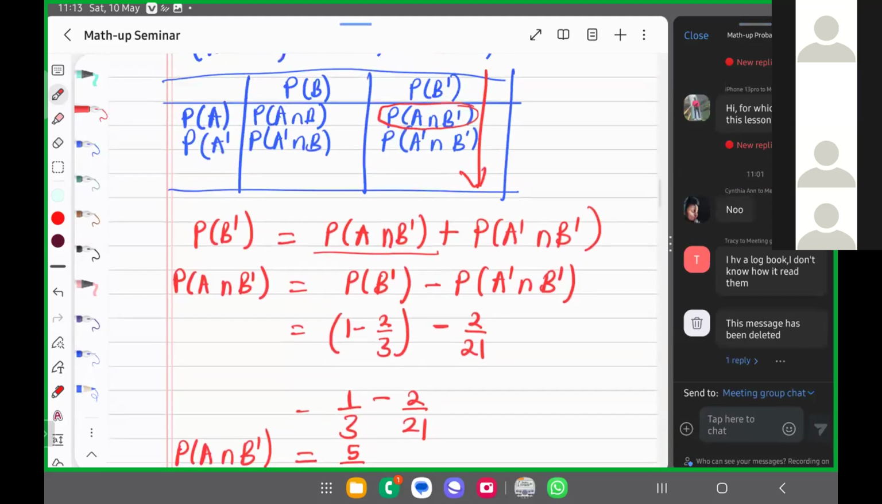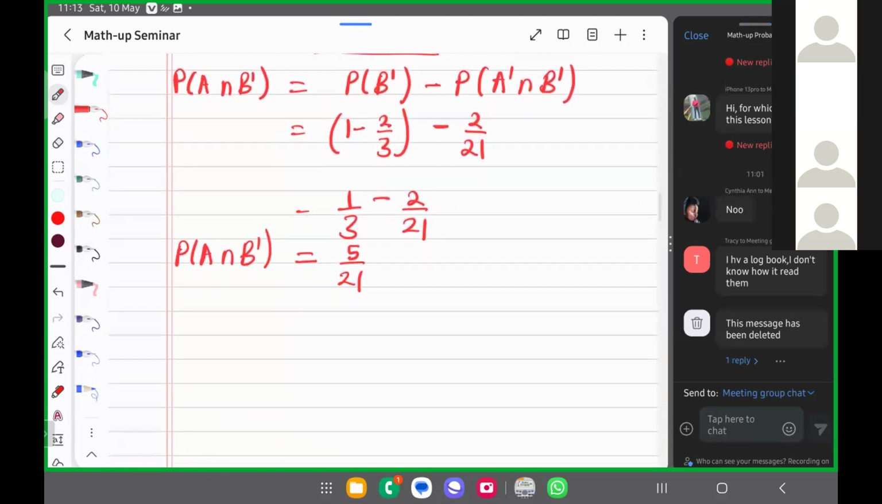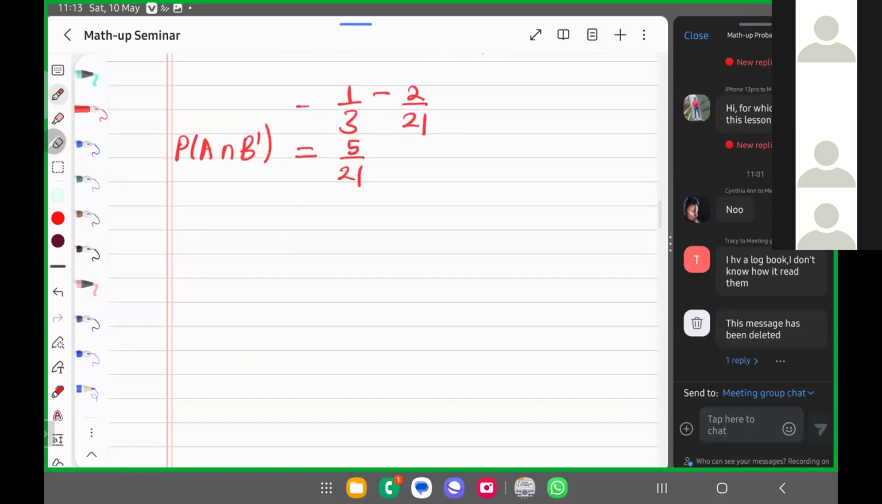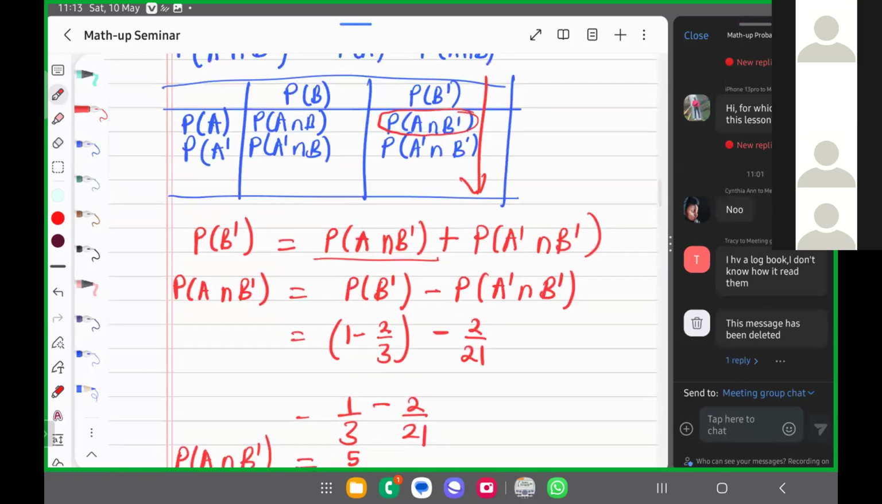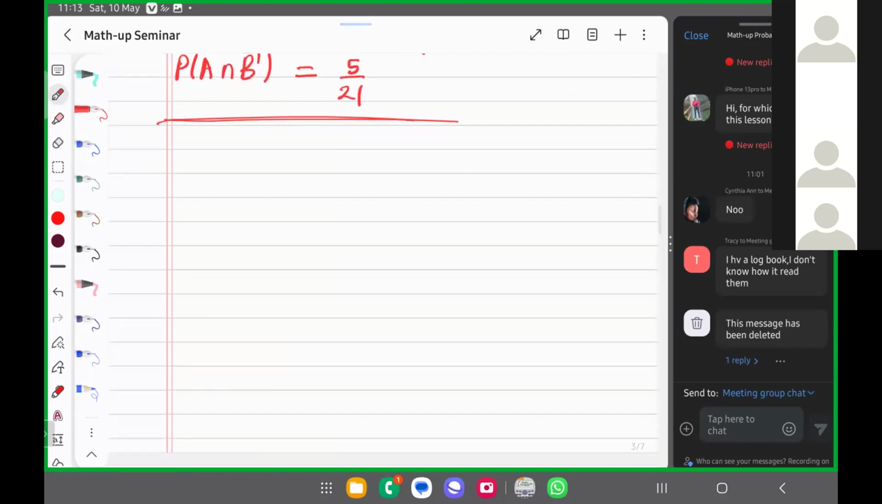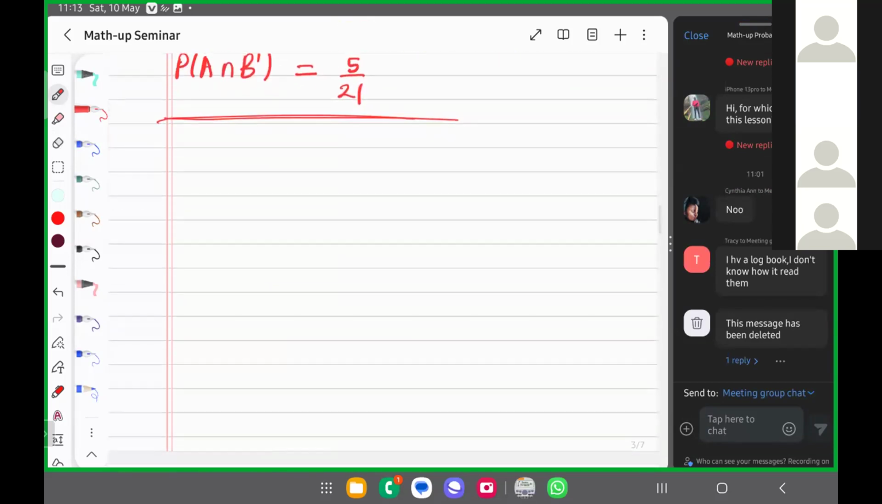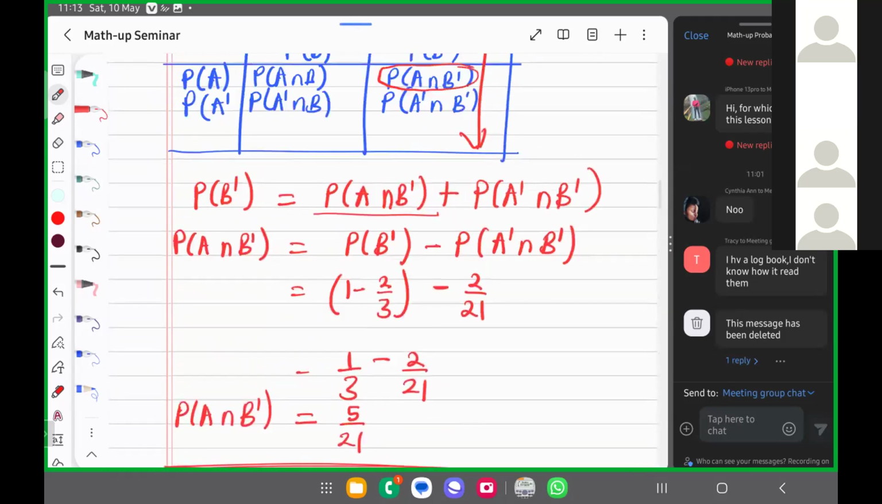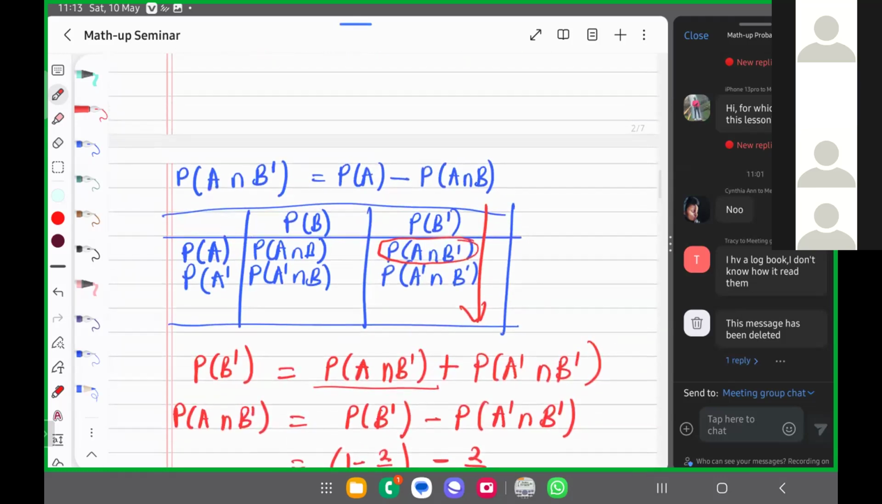Is that clear? Yes. Does anyone have a question regarding that part? Silence means no. Excuse me. Yes, I wanted to know how the table came about, because that part kind of confused me.